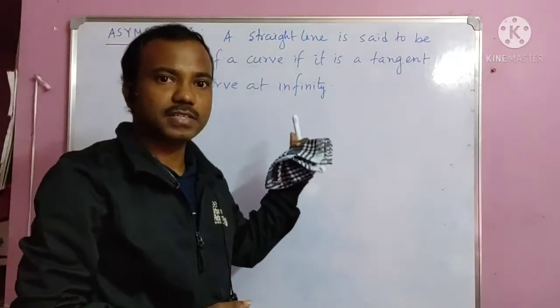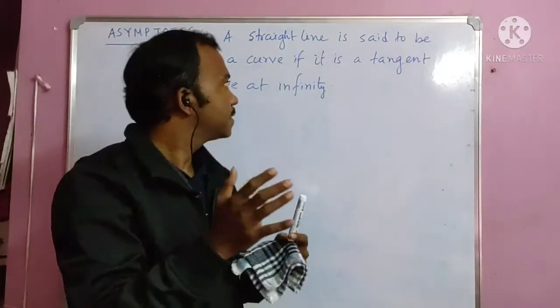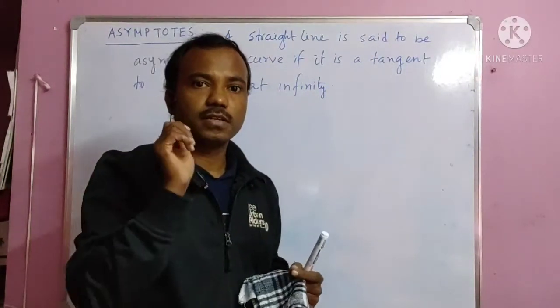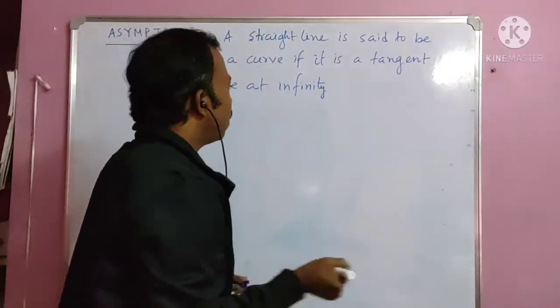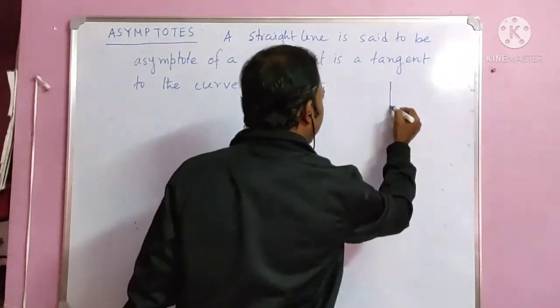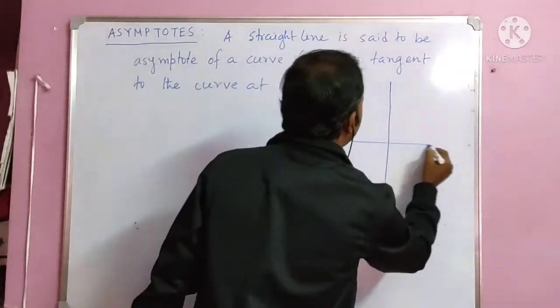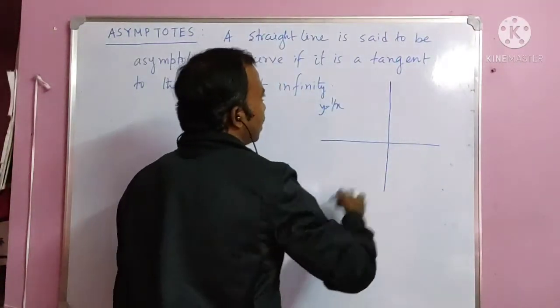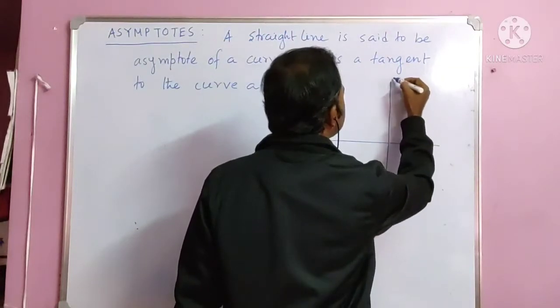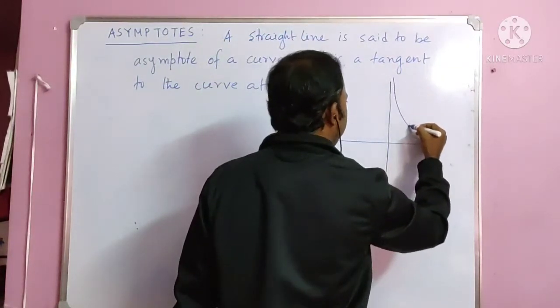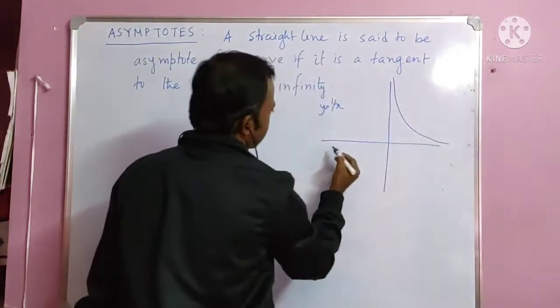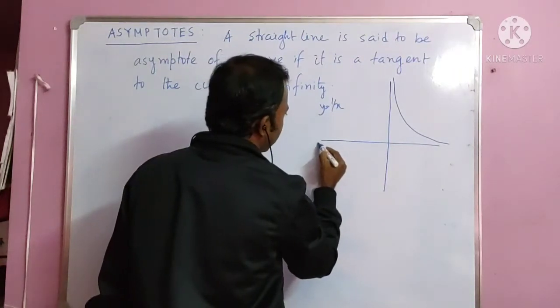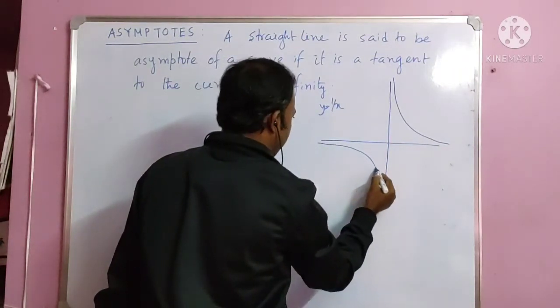Now we will understand this definition by taking a particular graph. You all know the hyperbola y equals 1 by x. This is a hyperbola, and if we plot the graph, it looks like this. This is one branch, and the other branch goes in that way.